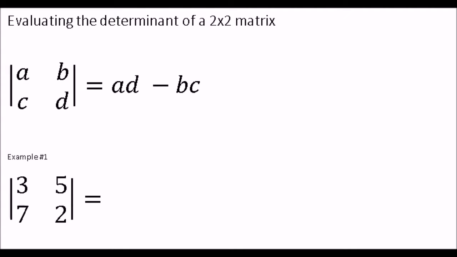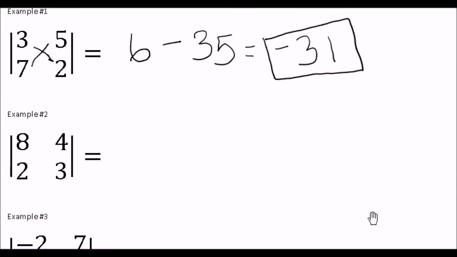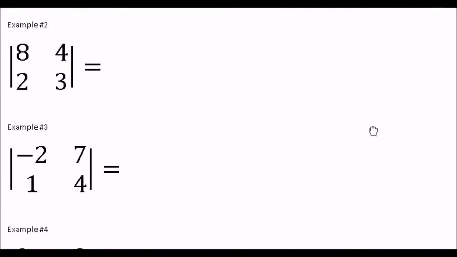Let's say you're given the matrix with the components 3, 5, 7, and 2. To find the determinant, we multiply 3 times 2, which is in this diagonal right there. So 3 times 2 is 6. Like the rule says, we always subtract the product of the remaining diagonal, which is 7 times 5, which is 35. So 6 minus 35 is negative 31, and you're done. That is the determinant of that matrix.